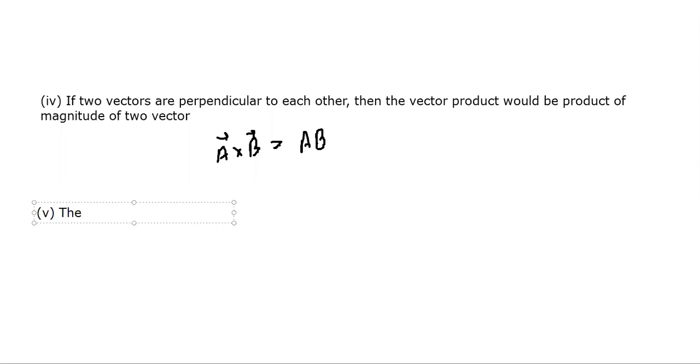So the fifth property is the vector product of vector by itself is a null vector. So mathematically you can write A cross A is equal to 0. Answer you know, because angle would be 0.